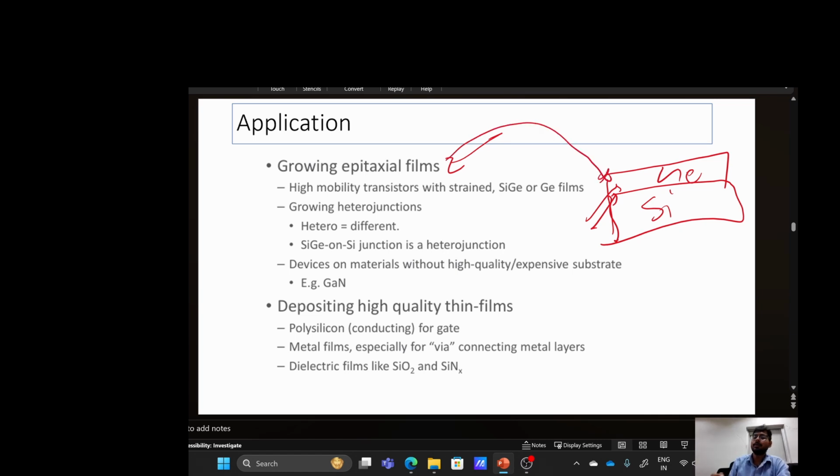Okay, if over a crystalline substrate you are growing another crystalline material, that is the epitaxial growth. That can be homo also or hetero also. Homo in the sense you are growing silicon over silicon. If you are growing germanium over silicon, which is hetero.